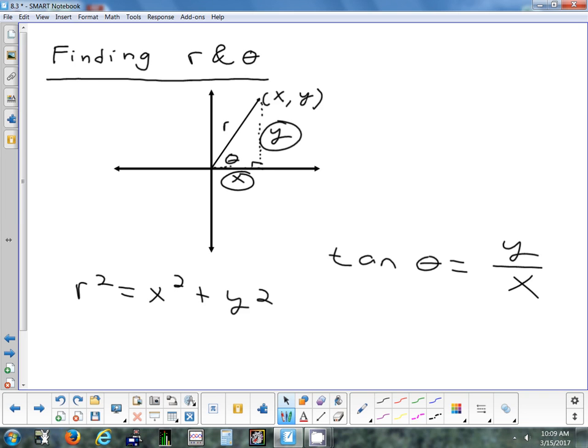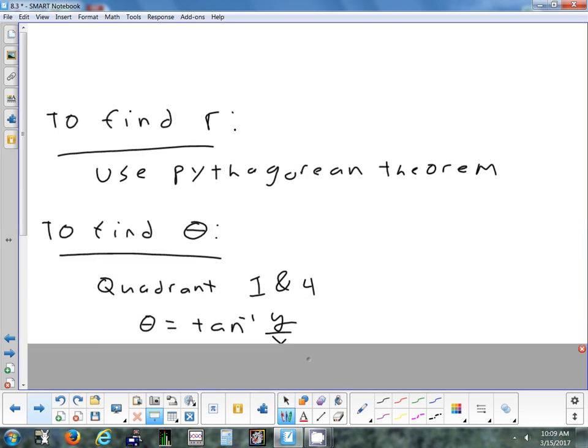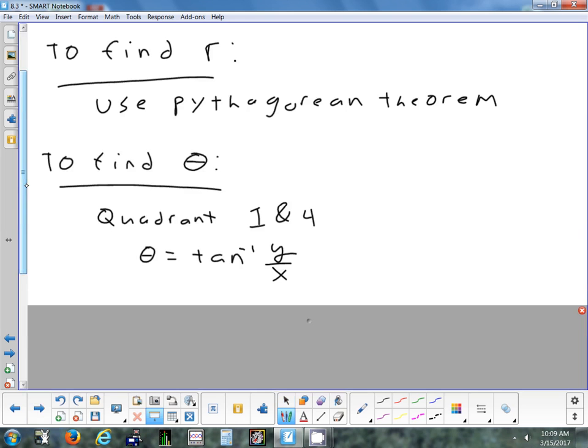And now how would we get theta by itself? We can't multiply because it's a function. Take the inverse tangent of what's on the left and the inverse tangent of what's on the right. So theta is the inverse tangent of y over x. So to find r, you use the Pythagorean Theorem. And to find theta, you do inverse tangent of y over x if you're in quadrants 1 and 4.